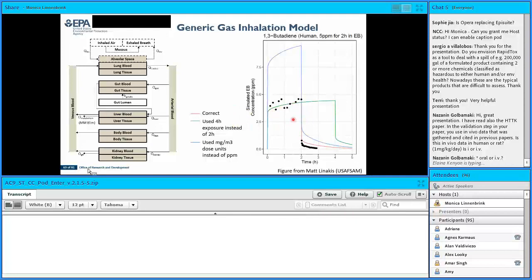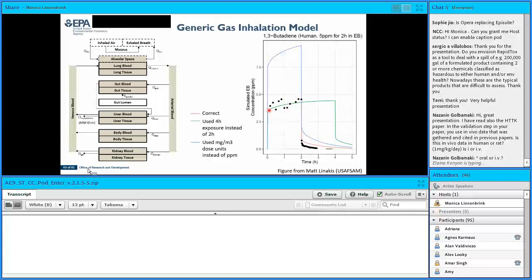At the same time, using the model and the in vivo data, you can see where we can make different assumptions correct or incorrect. There's a red line here that's buried by the green line. Basically, the green line is, we accidentally used a 4-hour exposure instead of a 2-hour. Well, you see right away that our root mean squared error would go way down. The blue line used the wrong units, megs per meter cubed instead of parts per million. And so we ended up way up here, and we want to get down there.